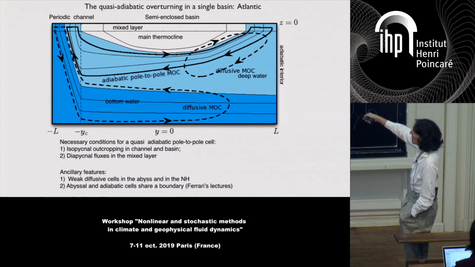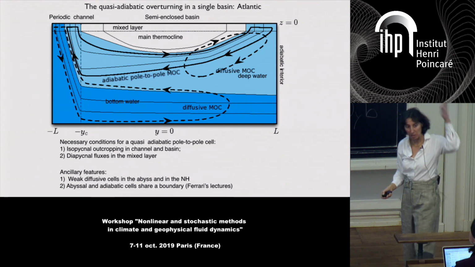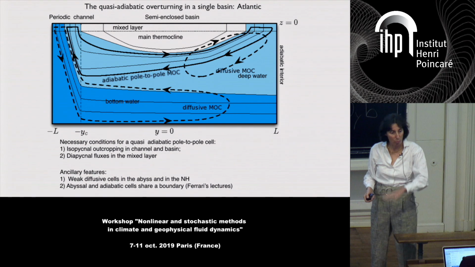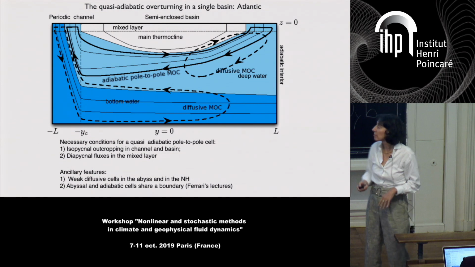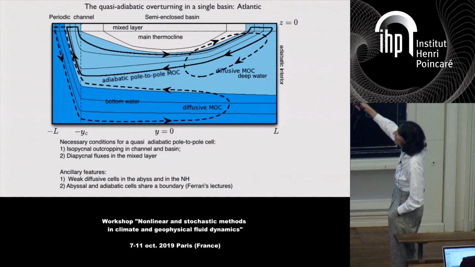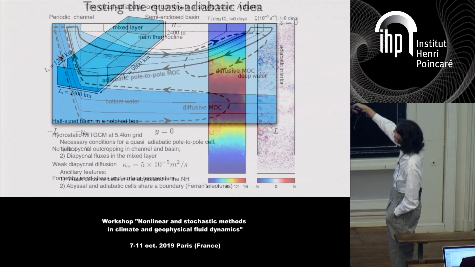So what are the necessary conditions? This is what I just said. You have to have isopycnal outcropping, that means surfacing, in both the Antarctic circumpolar region, where you can make them steep by that process that I showed before, the competition of wind and eddy transport. You need, of course, diapycnal fluxes in the mixed layer. No problem, you have those. And then I should have said a necessary condition also is that you have winds here. Okay, I'm not going to talk about that.